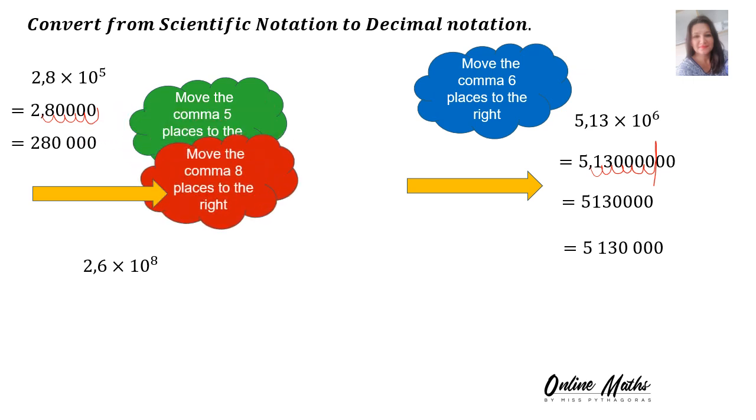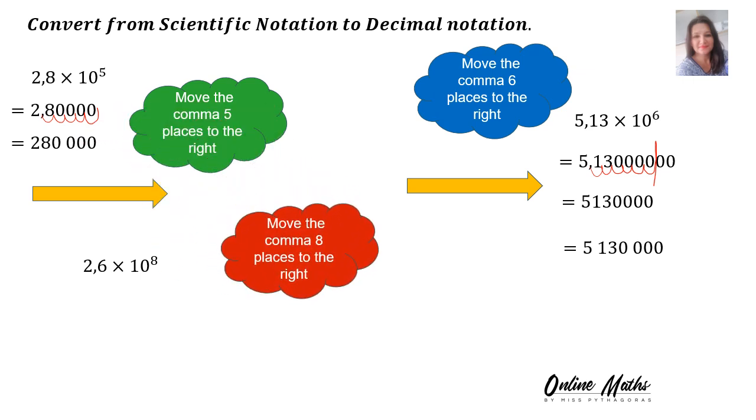2,6 times 10 to the 8. Move the comma 8 places to the right. So you write 2,6 and then you add a couple of zeros. And now we're going to move the comma 8 places to the right. Therefore, 1, 2, 3, 4, 5, 6, 7, 8. And your answer will be 260 million.